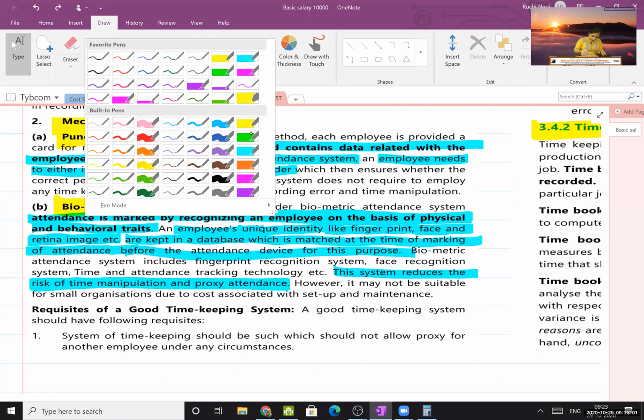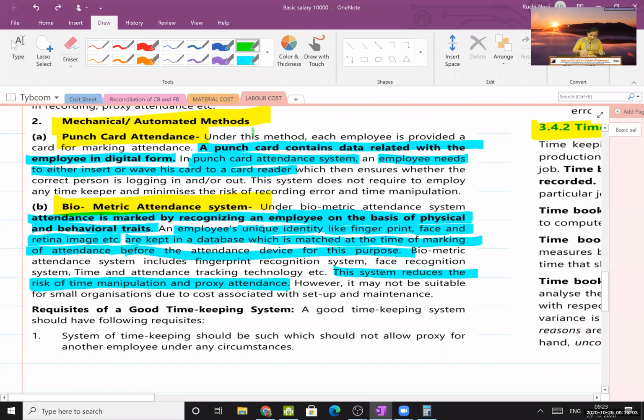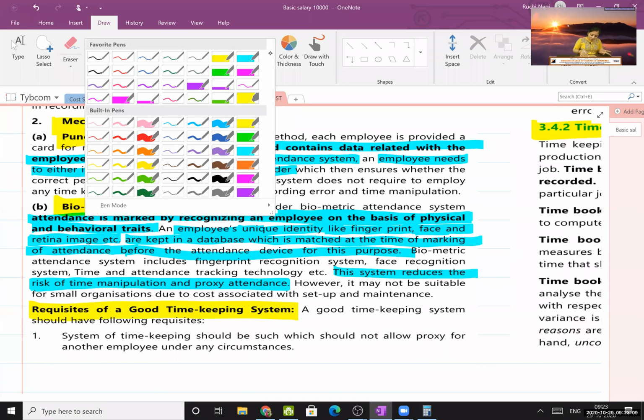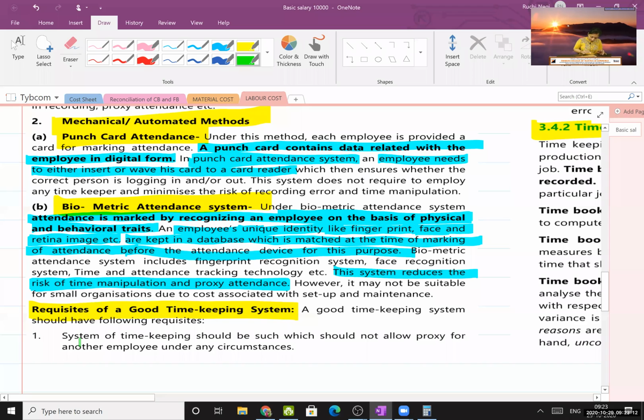So what are the requisites of a good timekeeping system? Obviously, a good timekeeping system does not allow proxy of another employee under any circumstances. And this is possible only through biometrics.